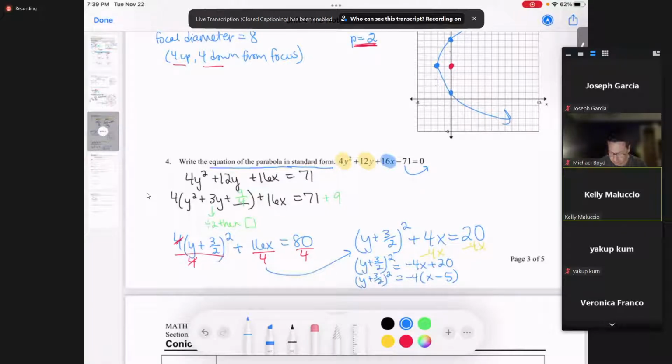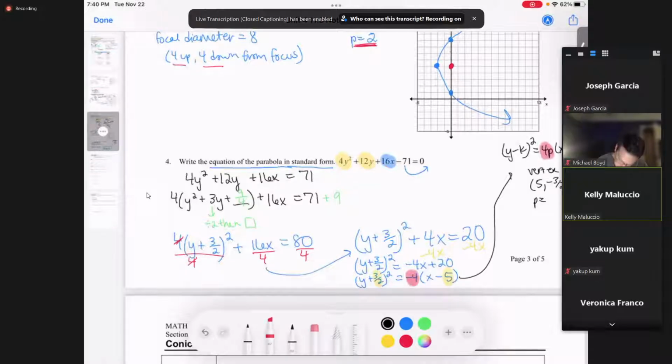And so keep in mind, from here, this is now the same thing as y minus k squared equals 4p times x minus h, right? Where my vertex in this example is 5, -3/2. There's my vertex. And my P is just, if I look at this -4, and that's 4P, my P is just -1.